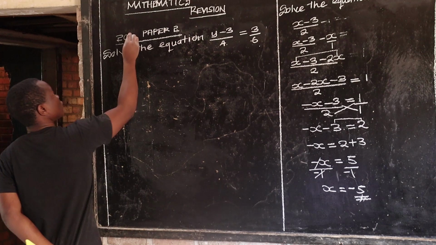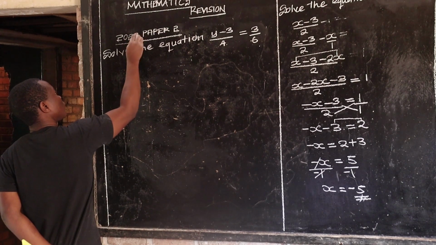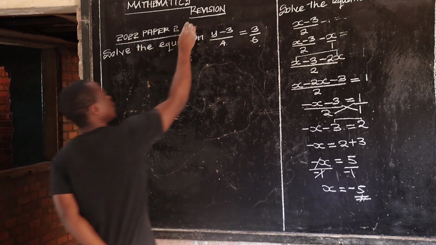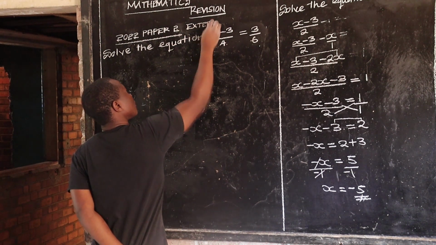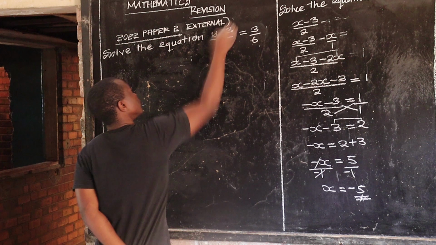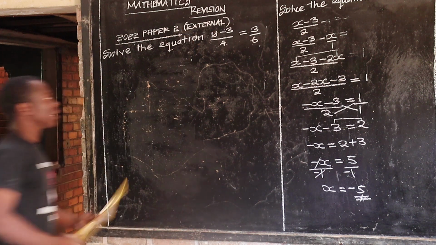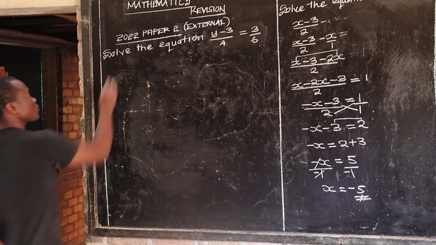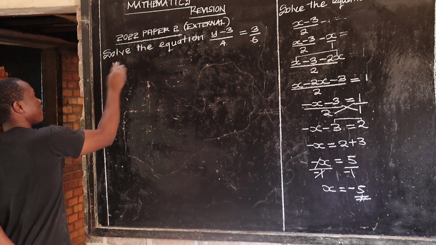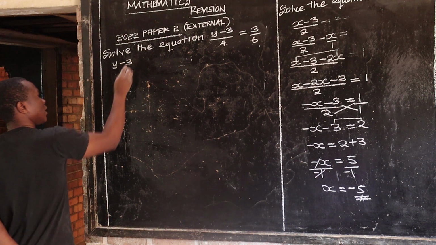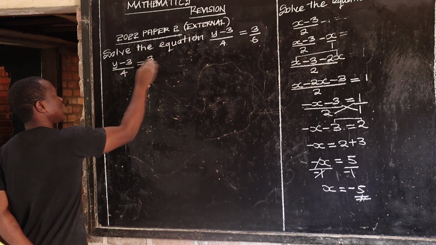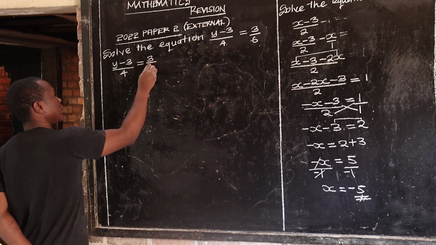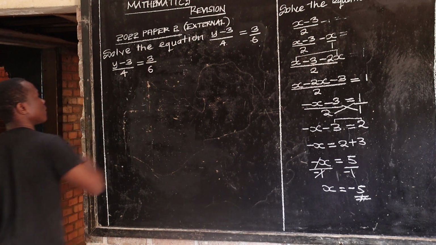This is 2022 external paper. Okay? So they are saying solve the equation y minus 3 over 4 is equal to 3 over 6.